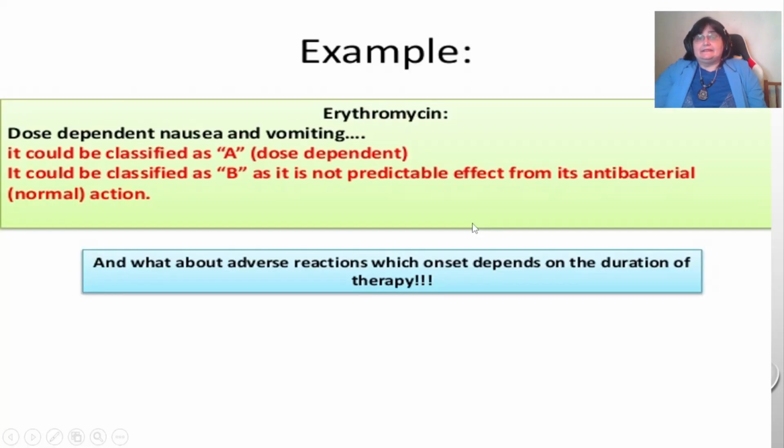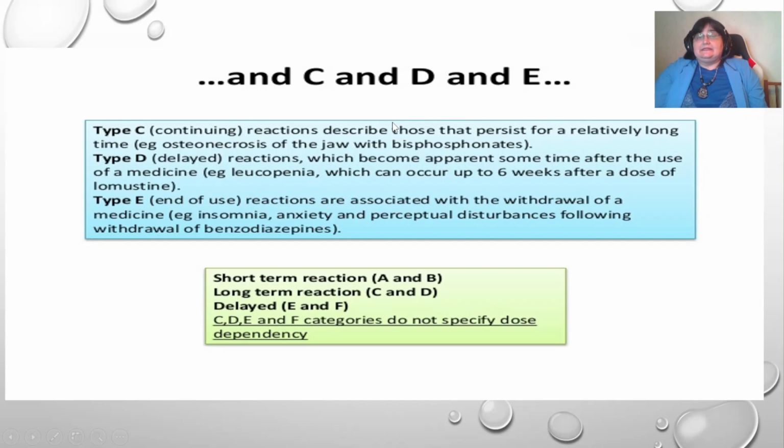An example can be erythromycin, dose-dependent nausea and vomiting. It could be classified as A, dose-dependent. It could be classified as B, as it is not a predictable effect from its normal antibacterial action. And what about adverse reactions whose onset depends on the duration of therapy? Types C, D and E.